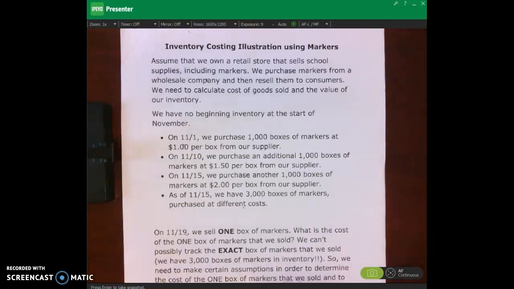So this is an inventory costing illustration using the idea of markers, okay? And we're a small retail store. So say we just own a small crafting store, okay? A retail store, and we sell crafting supplies or school supplies right over here. And those school supplies include markers.